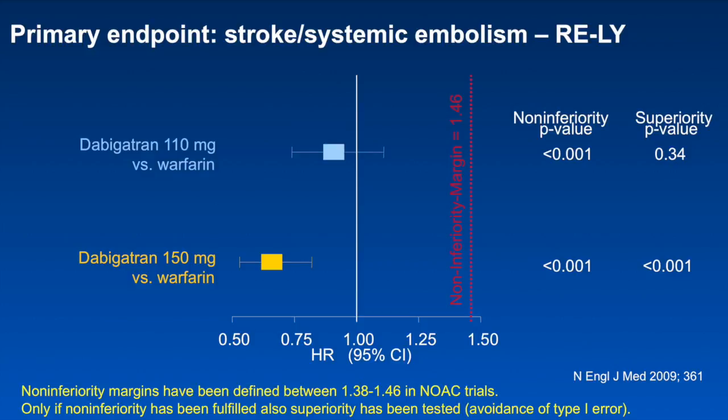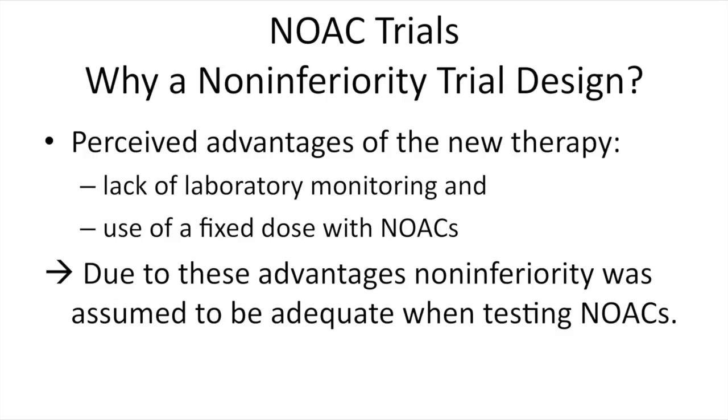And only if non-inferiority has been fulfilled, also superiority has been tested. That's for avoidance of type 1 error, so we don't do too much testing. What was the rationale to use a non-inferiority trial in the case of NOAC trials? There was a perceived advantage of the new therapy. This was the lack of laboratory monitoring and the use of a fixed dose with NOAC, so it was agreed that a non-inferiority design makes sense. But you should always ask the question, does it really make sense?